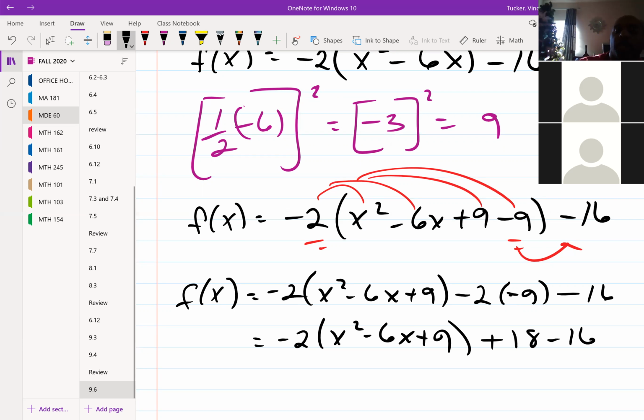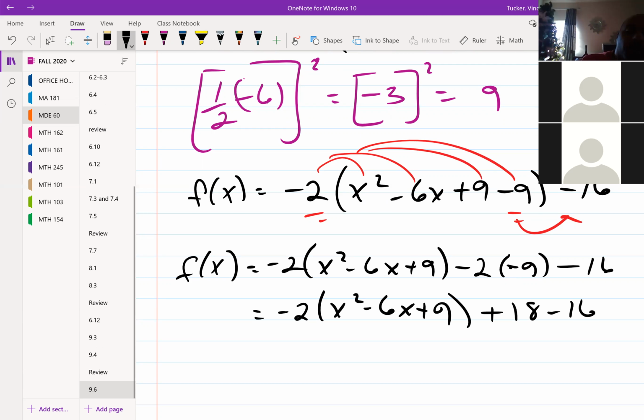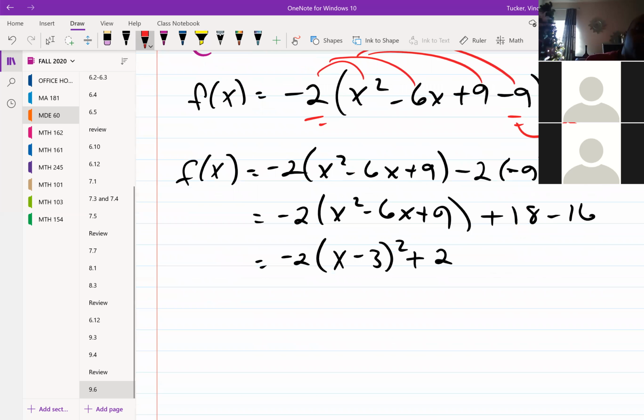All right. Now we can factor. So I have negative 2. Remember, half of my b term, which is negative 3. So it's going to be x minus 3 squared. And then on the outside, 18 minus 16, which is a positive 2. So once it's in this form, then we are finished. As far as that part is concerned, we can extract the information. Our vertex is (3, 2).